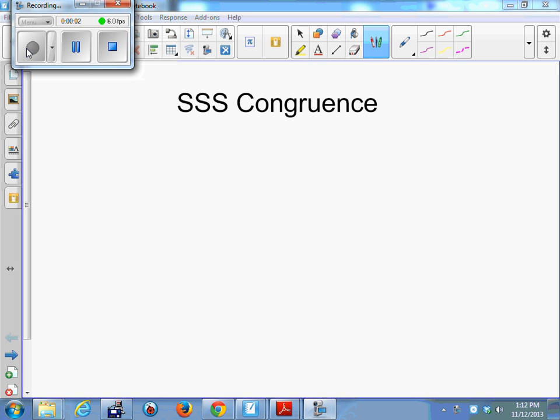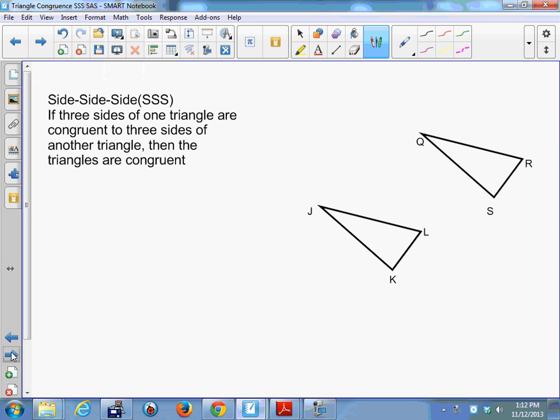All right, today we're going to talk about some triangle congruences. We're going to talk about the first one, which is side, side, side. Basically, if we know that three sides of one triangle are congruent to three sides in another triangle, then we can say that they are congruent.